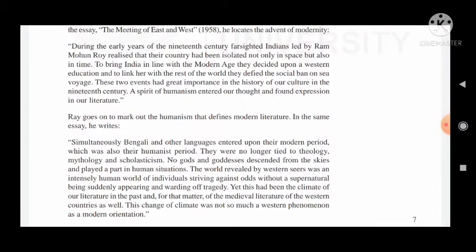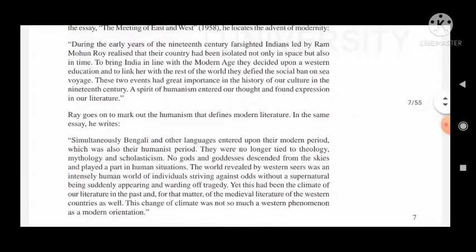During the early years of the 19th century, far-sighted Indians led by Ram Mohan Roy realized that their country had been isolated not only in space but also in time. Ram Mohan Roy was a great reformer of India. You already know that; in history also we have read it in school time.